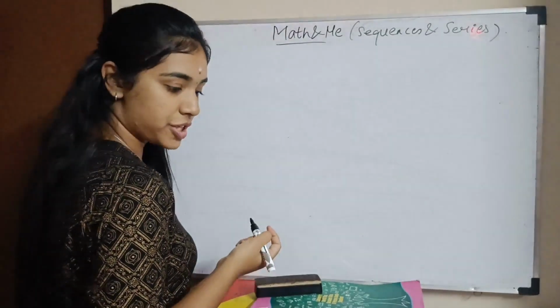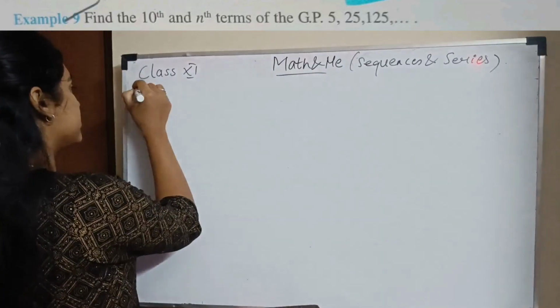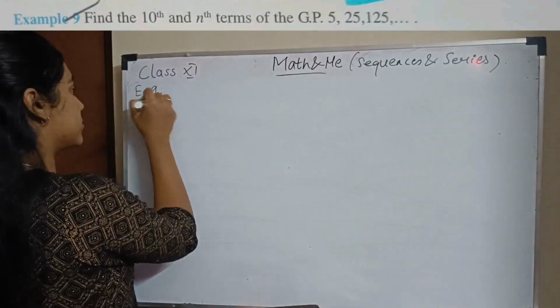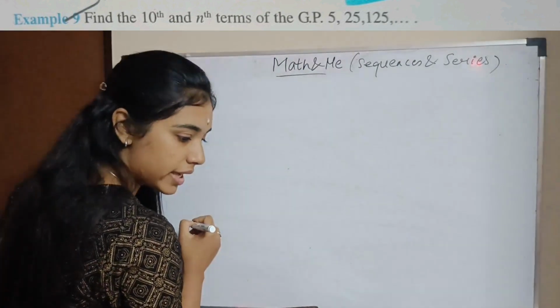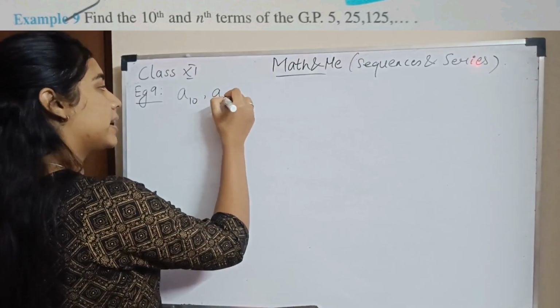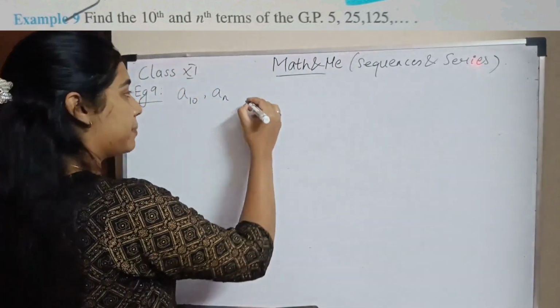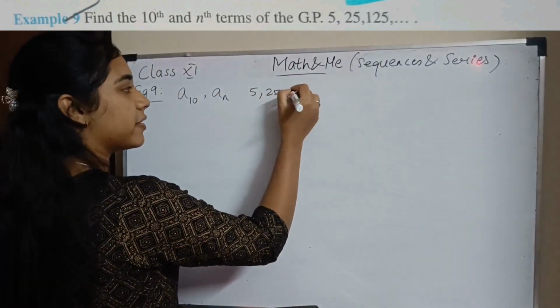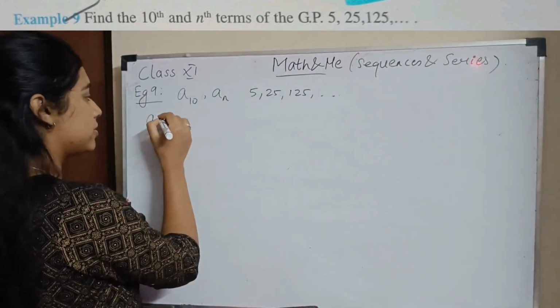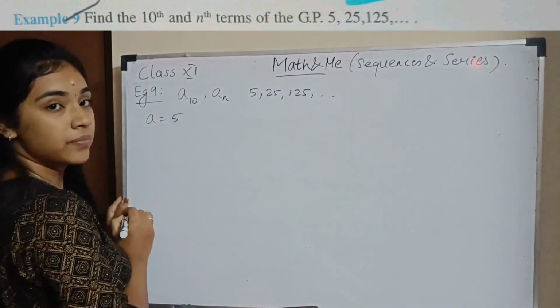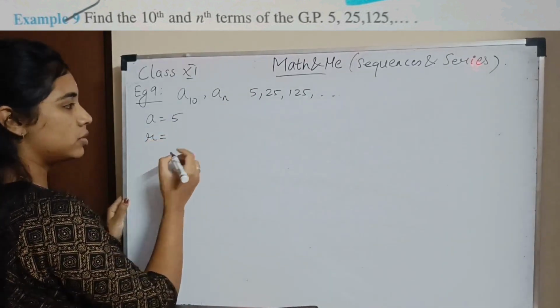Let's do some example questions. Example 9. Find the 10th term, A10, and the nth term of the GP 5, 25, 125, etc. So what is your A? First term, 5. What is your common ratio?